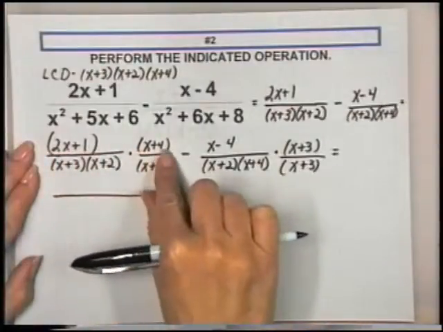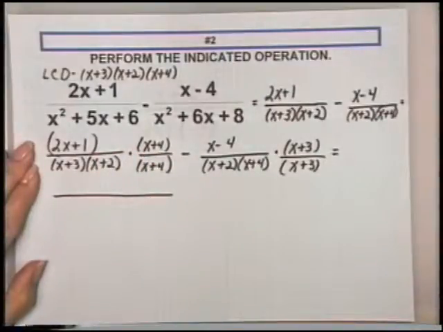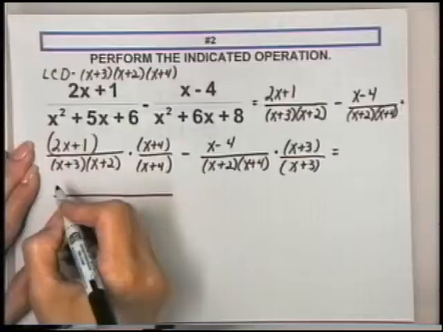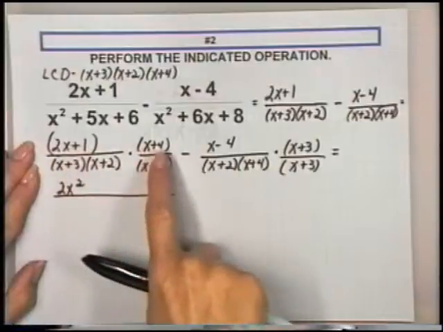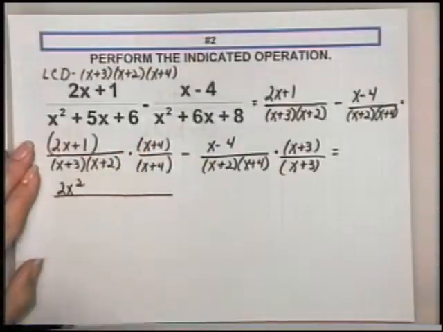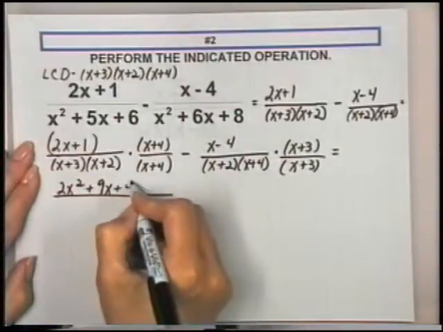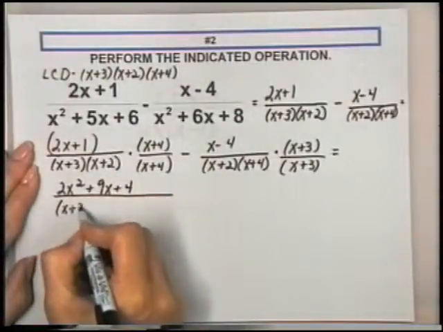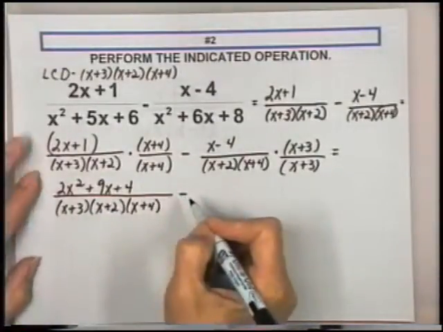So on this first fraction, I am multiplying 2x plus 1 times x plus 4. I am multiplying a binomial times a binomial. I will use the FOIL method. 2x times x is 2x squared. For an outer term, I will say 2x times 4, which is 8x. For an inner term, 1 times x is x. 8x plus 1x will give me 9x for a middle term. For the last term, 1 times 4 is 4. Write the denominator in factored form.